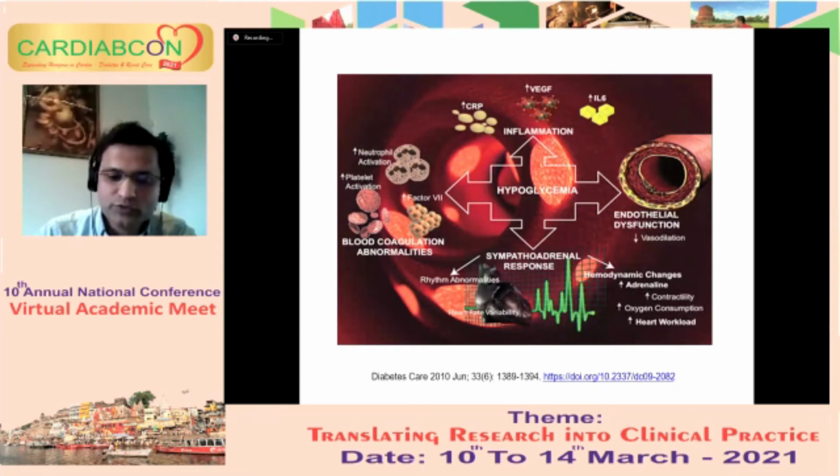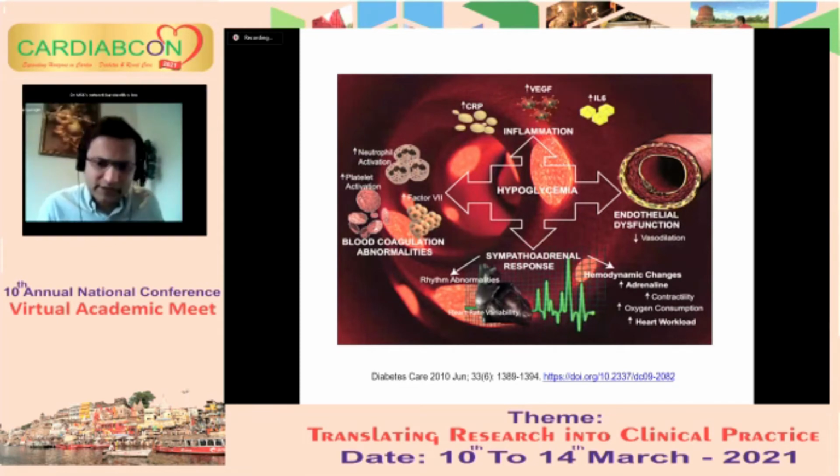This was published about 10 years ago in Diabetes Care by D'Souza, and this gives you an overview of what the underlying problem is in the diabetes populations, why hypoglycemia is causing so much damage. And as you can see here, it is multifactorial damage. It is seen because of various mechanisms coming into the picture. The most prominent one is a sympathoadrenal response, and then endothelial dysfunction, blood coagulation abnormalities, and we'll look at this in more detail.